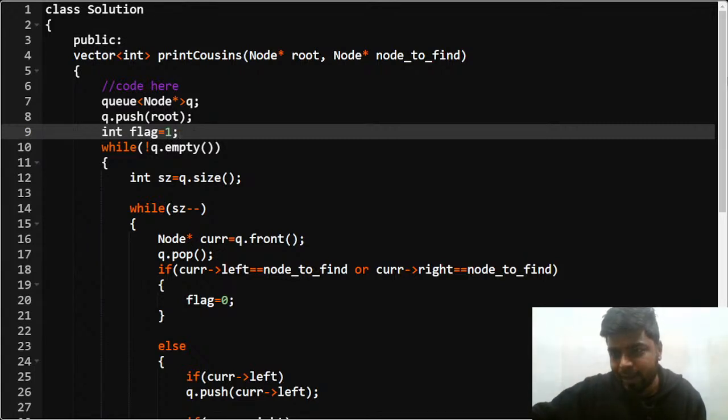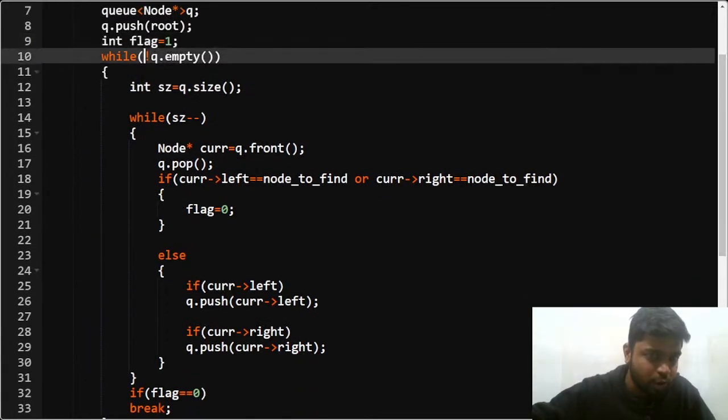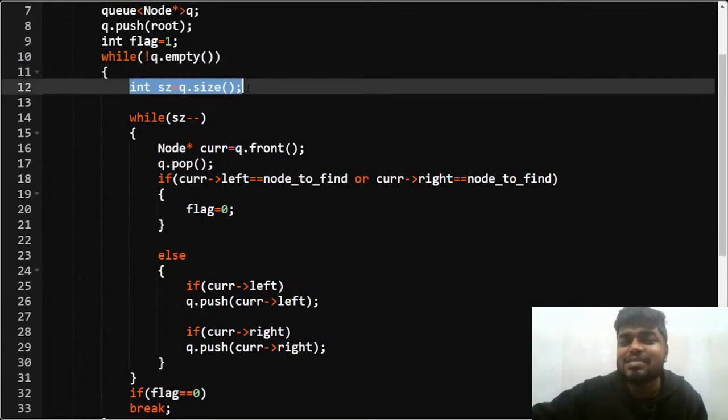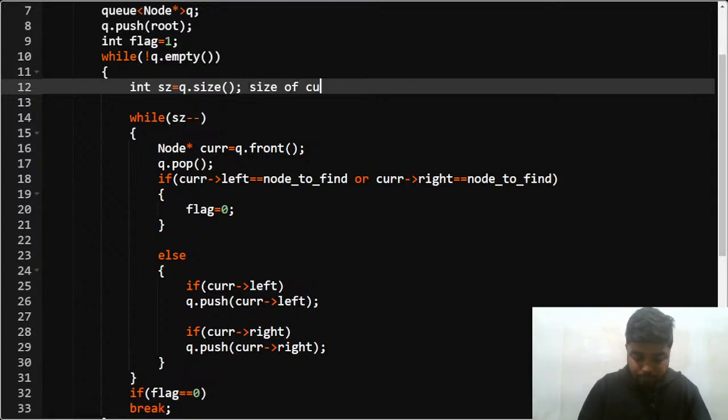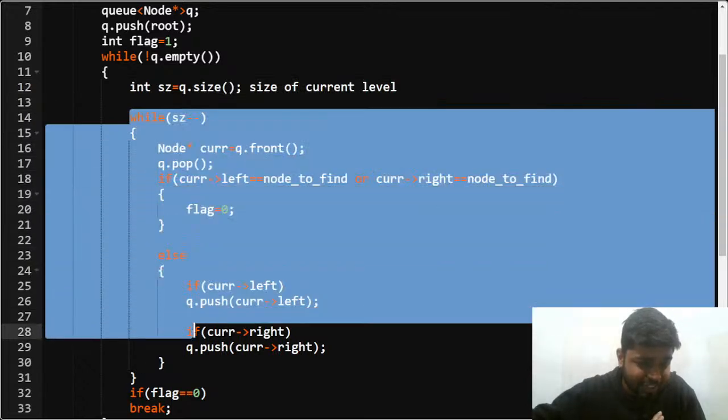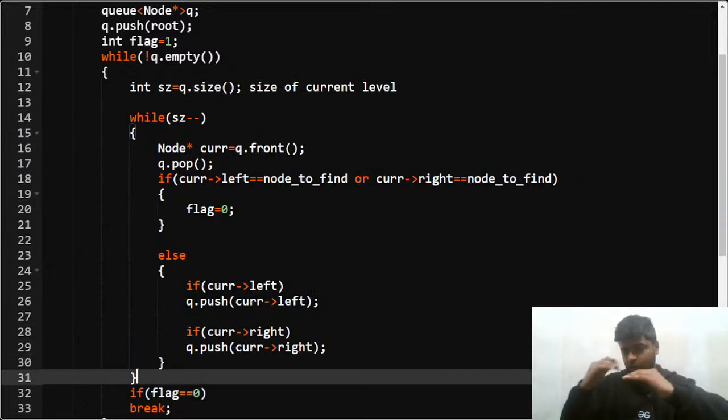So I am saying while the queue is not empty. This is the standard BFS template. You calculate the size of the current level, the current level of the tree. I'm iterating over all the nodes that are present on this particular level.